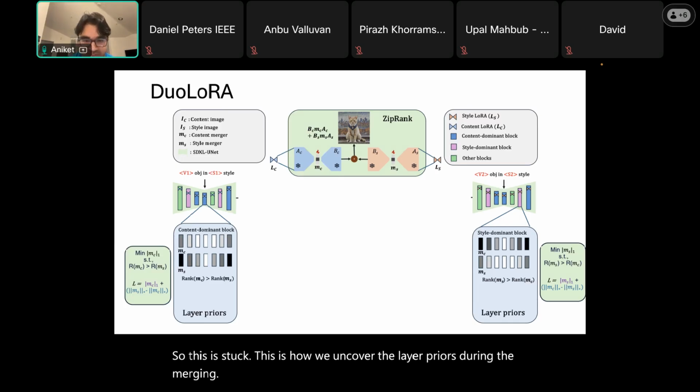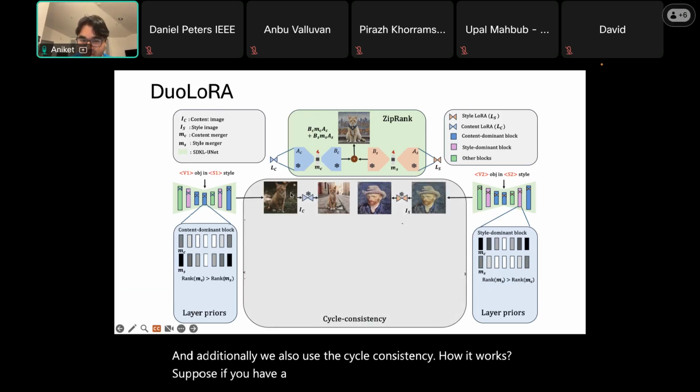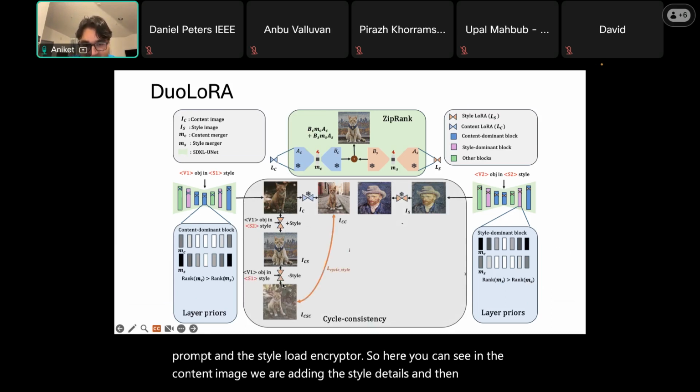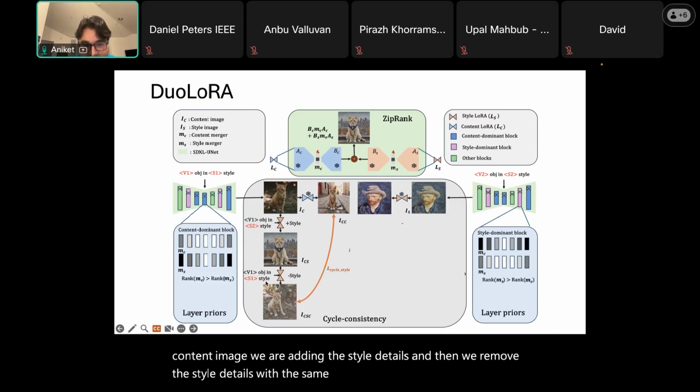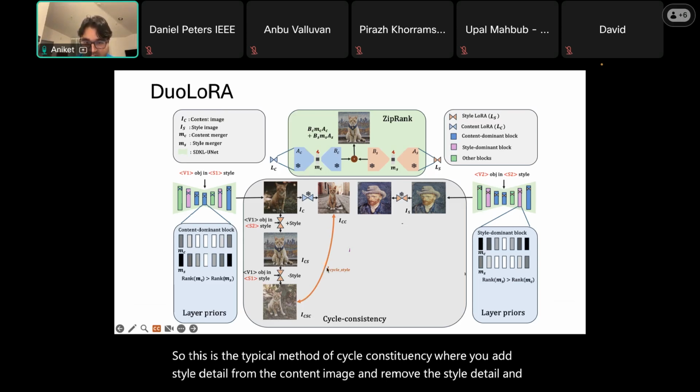Additionally, we also use cycle consistency. How it works: suppose you have a content image, we add style details using the style prompt and the style LoRA adapter. So here you can see in the content image, we are adding the style details, and then we remove the style details with the same style LoRA adapter and the style prompt, and make sure the reconstructed version is consistent with the original version. This is the typical method of cycle consistency, where you add style detail to the content image and remove the style detail and make sure those are consistent.